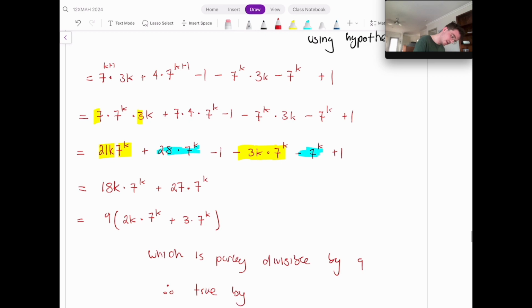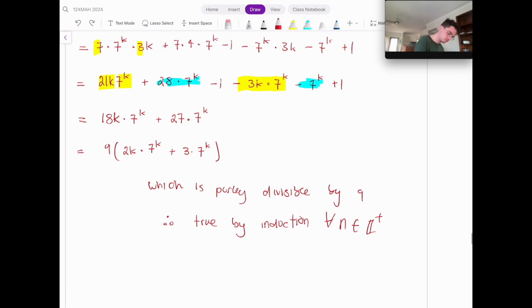Therefore true by induction for all n belonging to the positive integers. Beautiful. Okay, hope that makes sense, everyone.